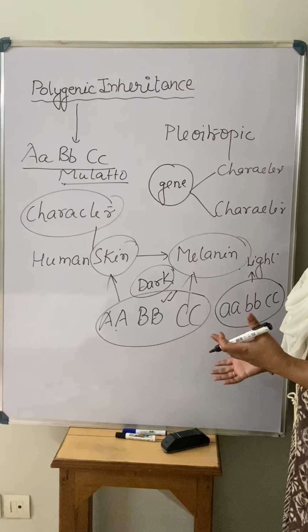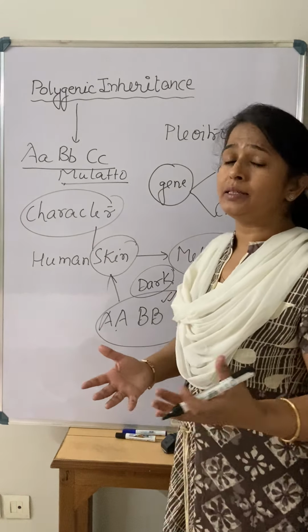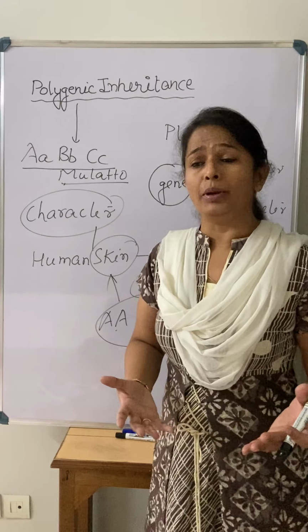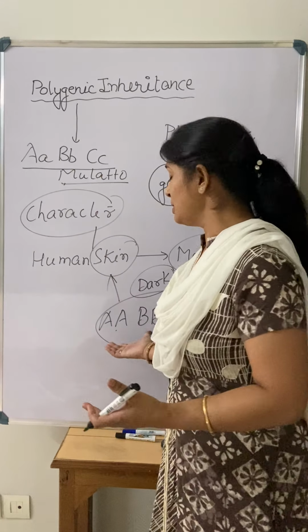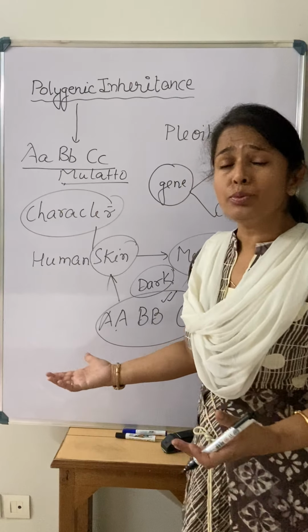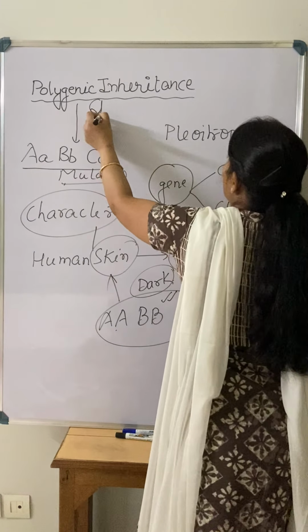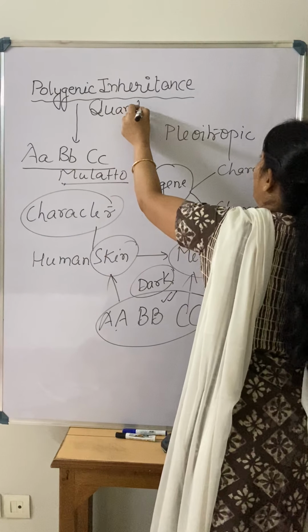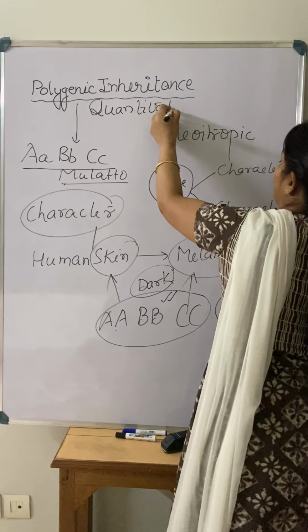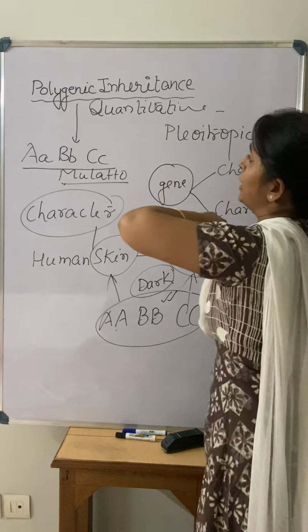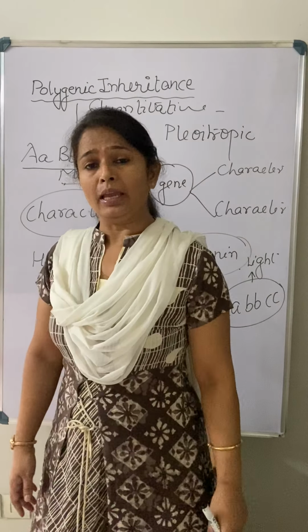And the texture of the color, as I told you, depends on the distribution of these alleles. That's why it is also known as quantitative inheritance. This is another name for polygenic inheritance.